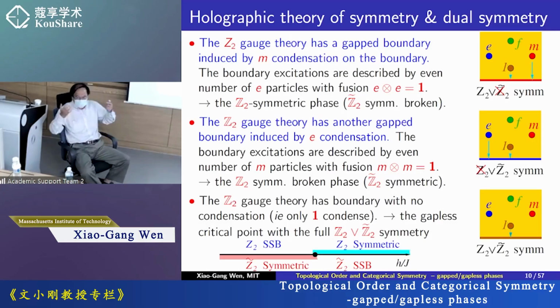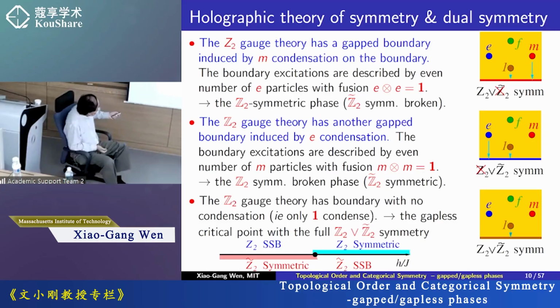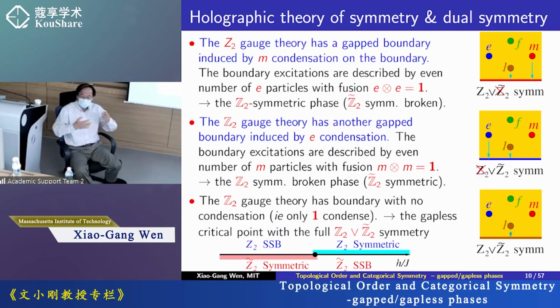Nothing condensed is one possible condensation. Yeah. And they have full categorical symmetry. And this full categorical symmetry is actually gapless. The one with the full categorical symmetry is gapless. It's representing the critical point. Yeah, so that is the picture.